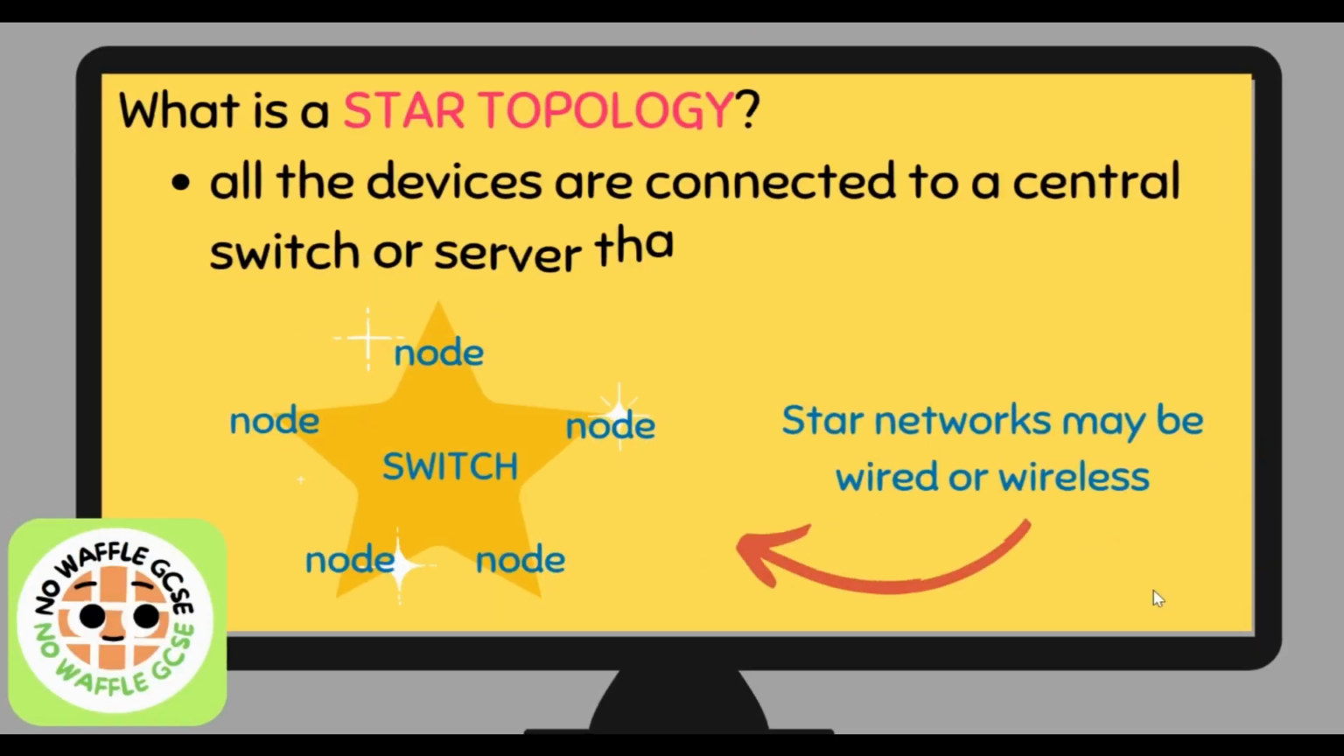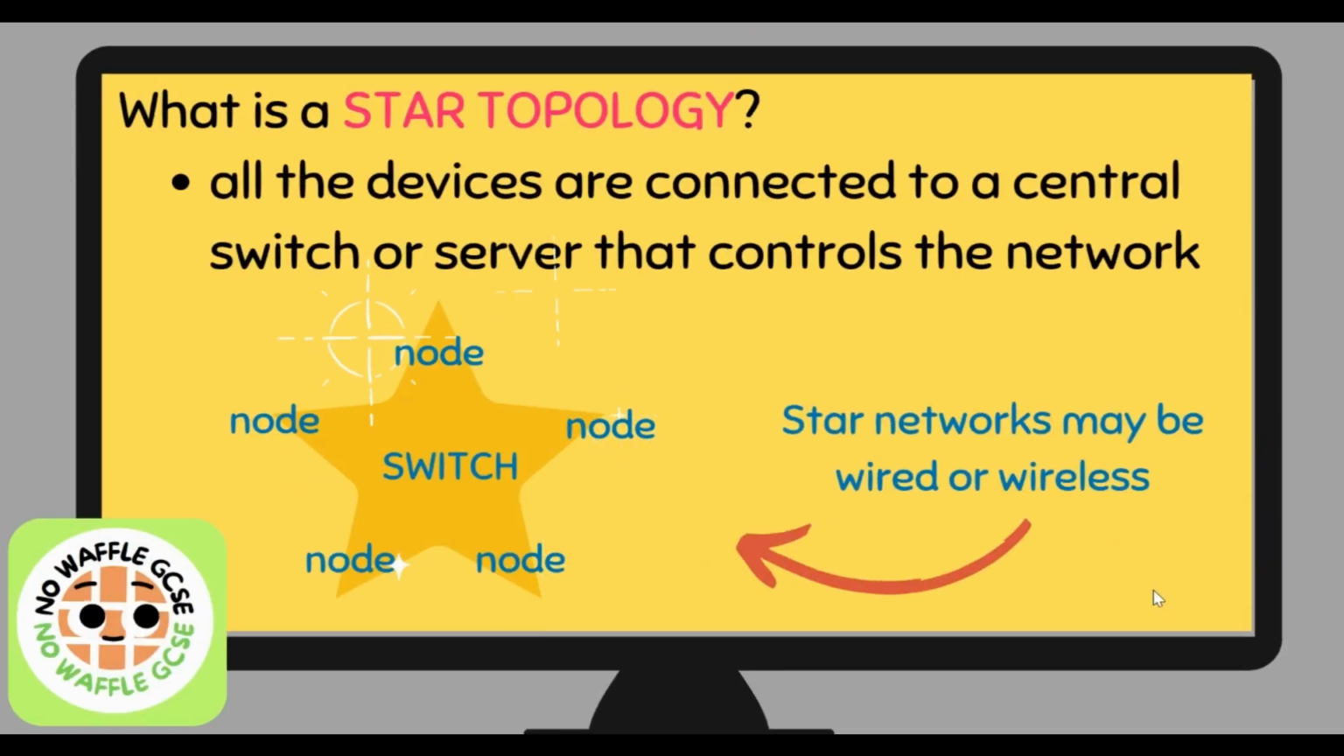Let's begin by looking at star topologies. So what is a star topology? This is where all of the devices are connected to a central switch or server that controls the network. So you can see in the diagram, each node, which is just a device that connects to a network, is connected centrally to the switch, and they are not connected to each other, just to the switch. Now, star networks may be wired or wireless.